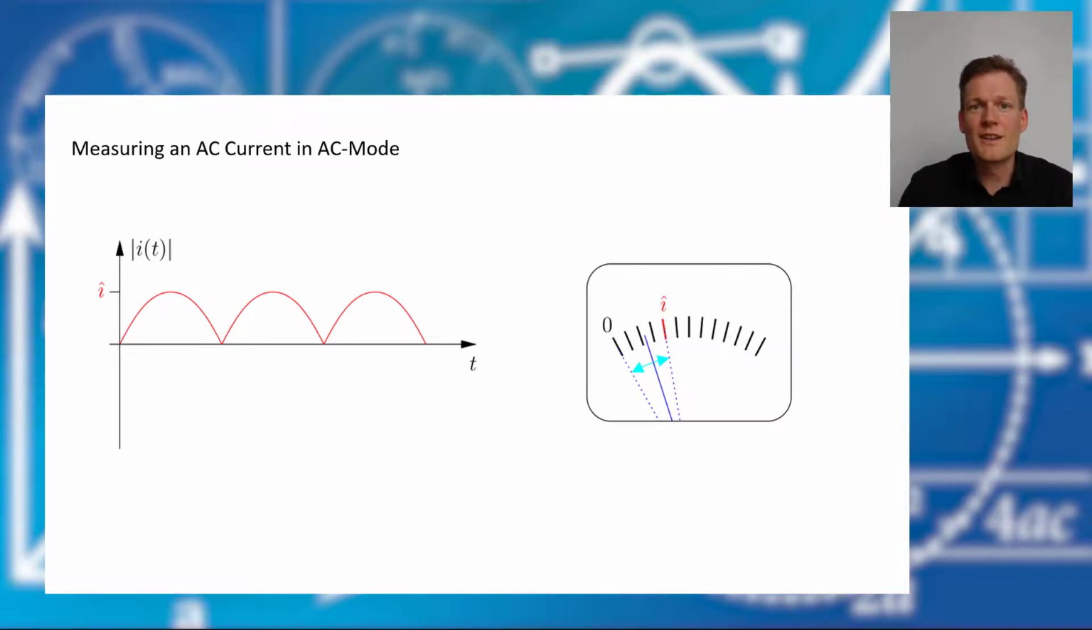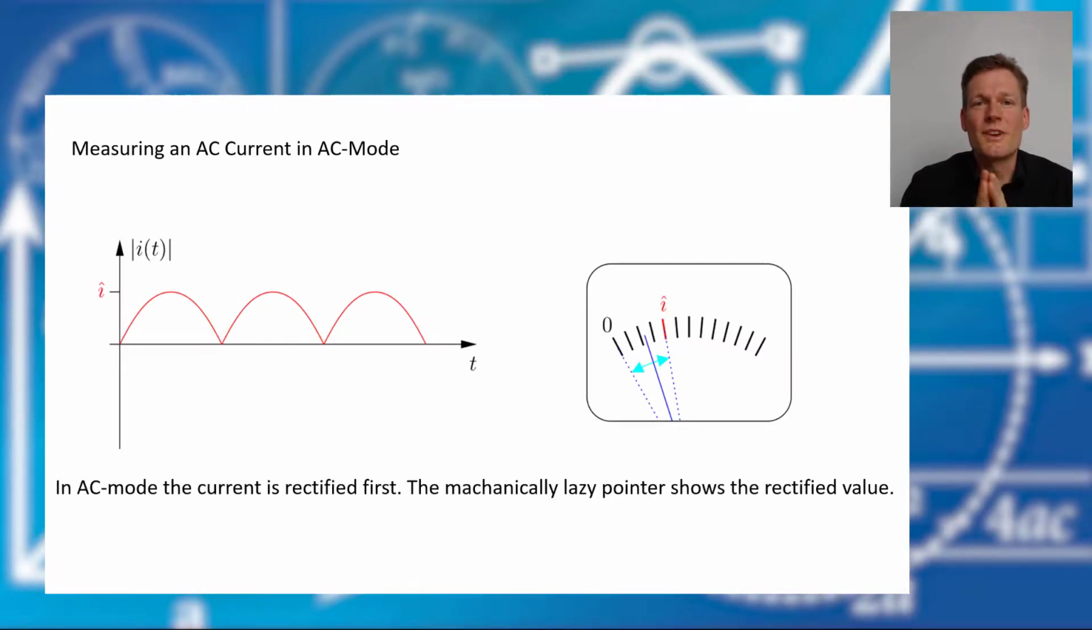Same thing, the pointer is too slow to do that, and it will again show the mean value of our signal. And the mean value of a rectified signal, that was the rectified value. And therefore, the pointer device shows, from the physical point of view, the rectified value of our signal if it's switched to AC mode. But we are not interested in the rectified value. We are interested in the RMS value.